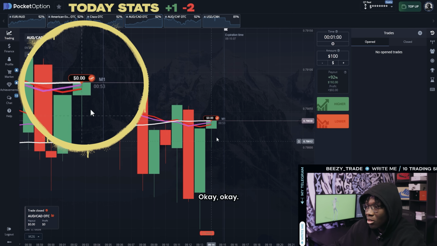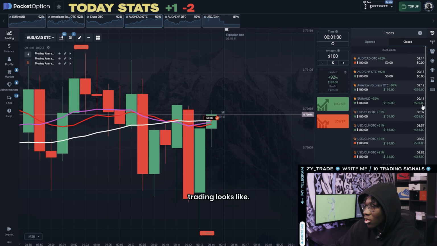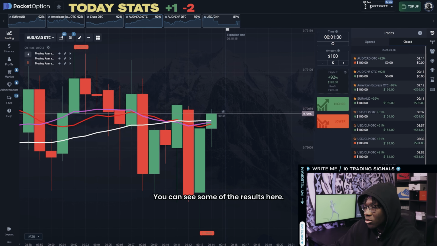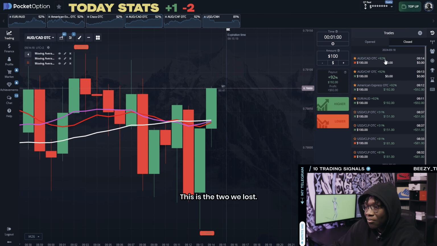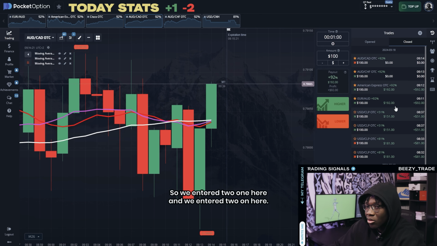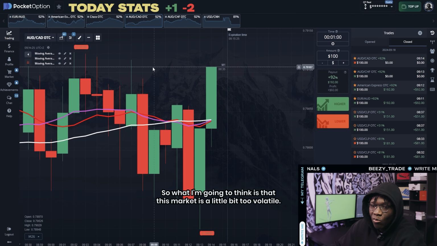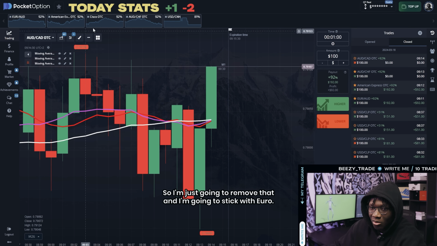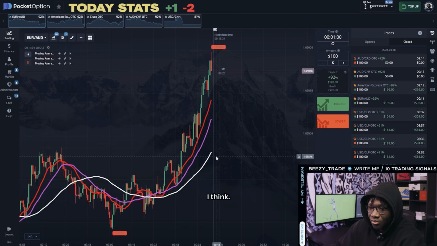Okay. So you can see what our trading looks like. Now, I've tried this strategy before. Today you can see some of the results here. And these are the two we entered today, and these are the two that we lost. So we entered 2 on here, and we entered 2 on here. So what I'm going to think is that this market is a little bit too volatile, so I'm just going to remove that. And I'm going to stick with Euro AUD, I think.